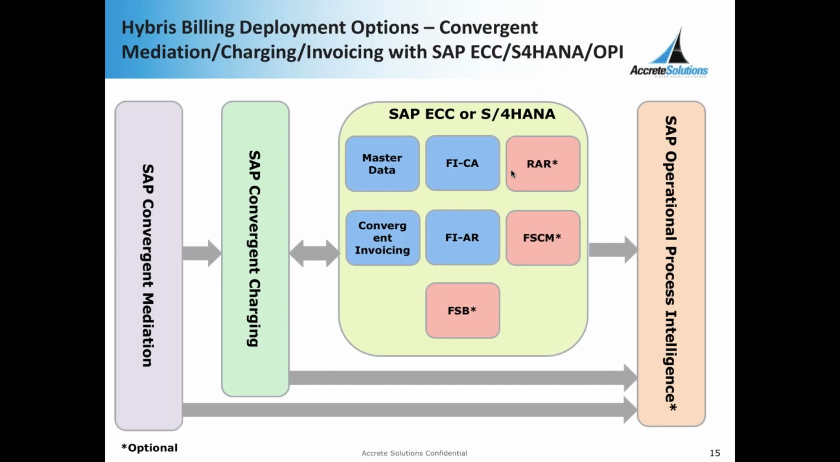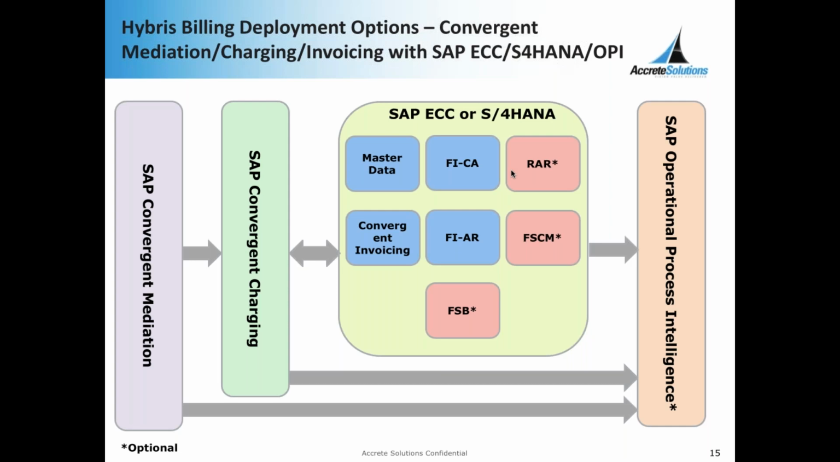Moving on to the next one, it includes convergent mediation as well. It's pretty similar to the previous one, except that the usage data is being fed from an SAP mediation system, or it could be an SAP or non-SAP mediation system. This is how the data is fed. The usage data is fed to convergent charging and also to OPI for analytical reporting as well.